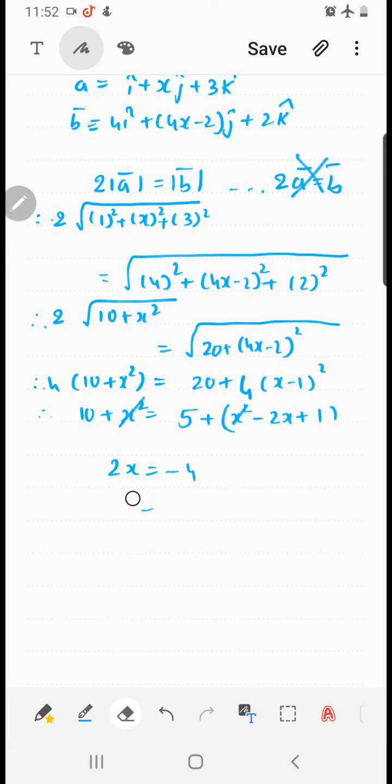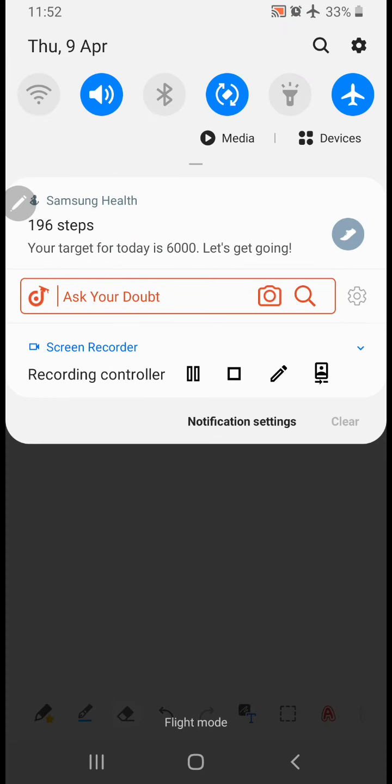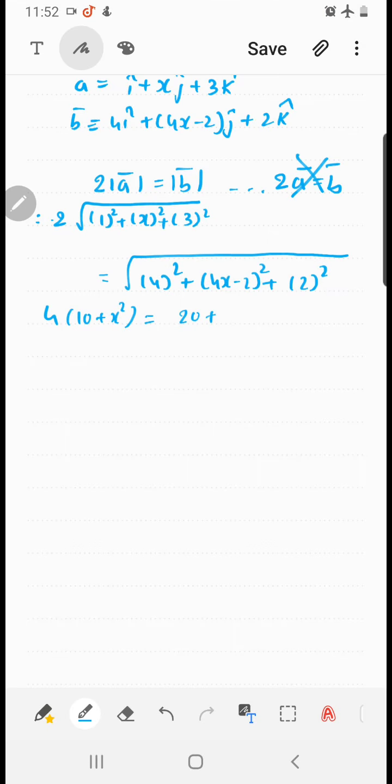Let me check the calculation. If you see, we have made a mistake over here, let me just rewrite it again. So if we square, we get 4 bracket 10 plus x square. Here you get 20. Plus if I take 2 common, I get 4. Inside the bracket, I'll get 2x minus 1 the whole square.